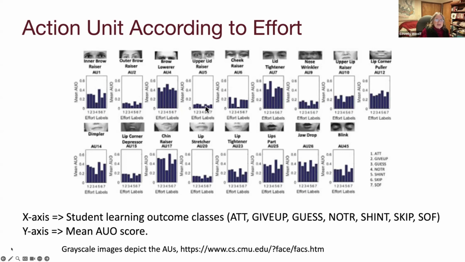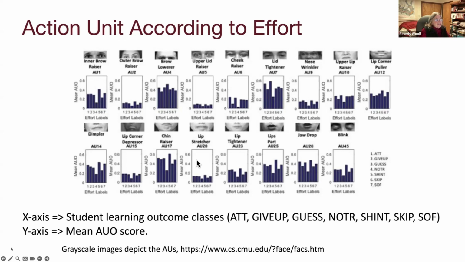But for some of the others here, there seems to be no correlation, like the upper lid raiser. That was the brow lowerer, right? Okay, lid tightener. So the x-axis is the outcome of what that student did. Did they give up? Did they guess? The x-axis. And the y-axis is the area under the curve, so to speak.